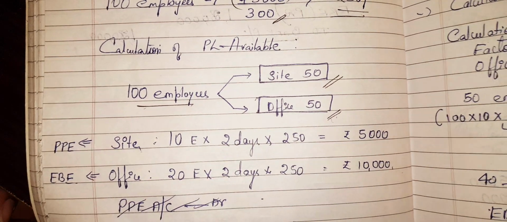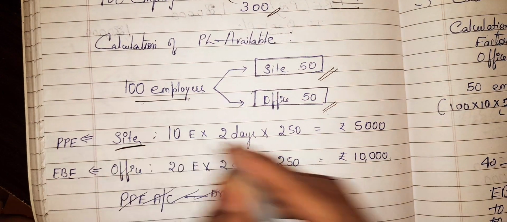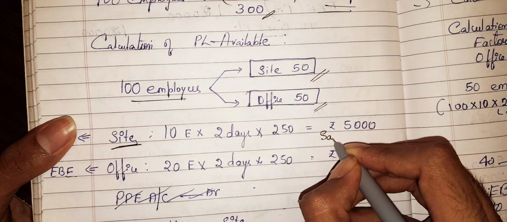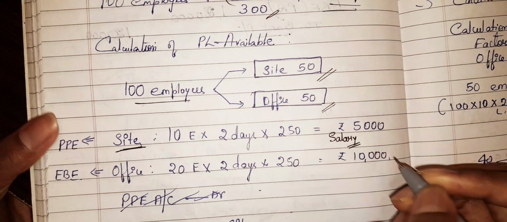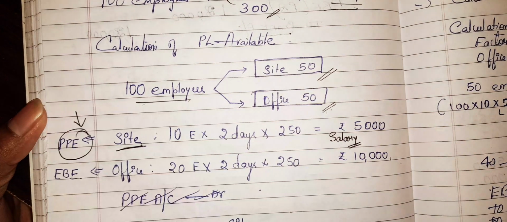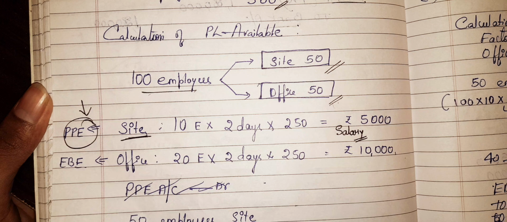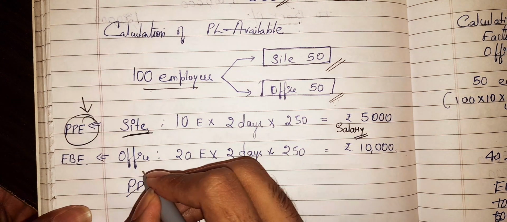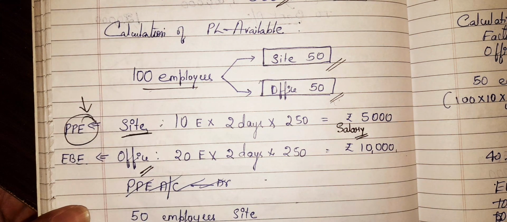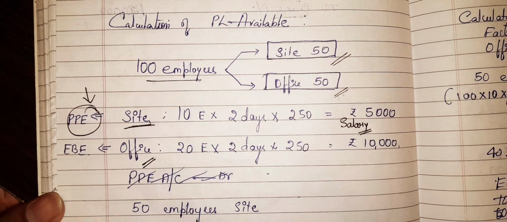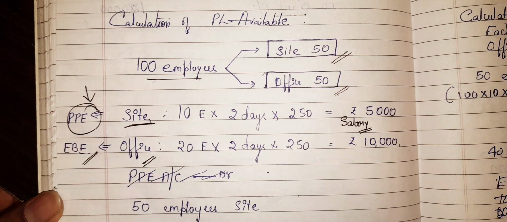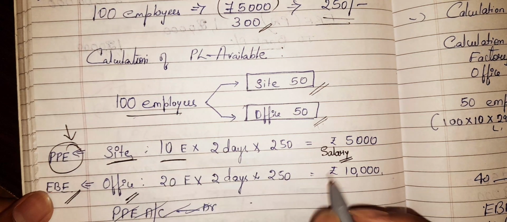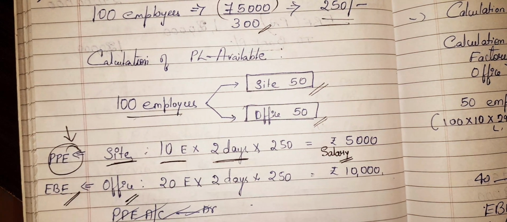So what they have told is, the employees whoever work in the site, their salary is considered as direct attributable cost that will be added to the PPE. So we will not consider it as employee benefit expenses, that will be added to PPE. The remaining 50 employees, whatever they're working in office, the expenses they incurred, salaries, that is considered as employee benefit expenses. So inside total 10 employees, maximum they can take is 2 days leave.